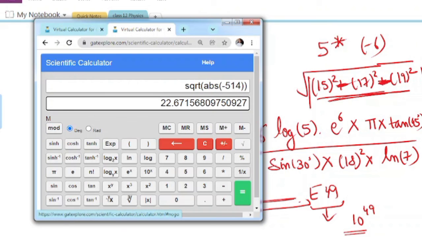Okay, I hope this video will help you to use your scientific calculator in a much better way to make your complex calculations easier. Thank you.